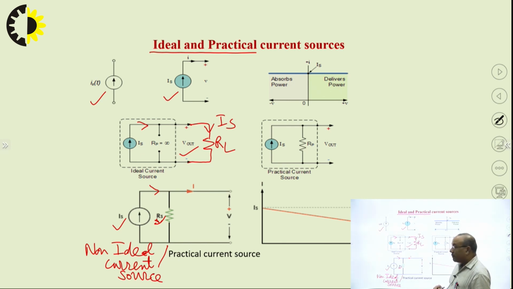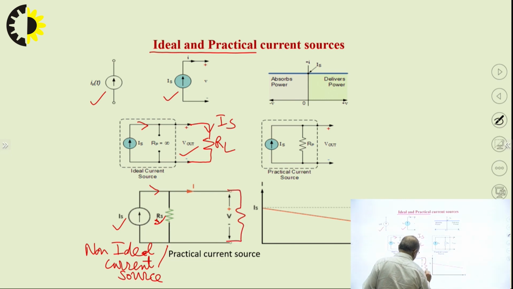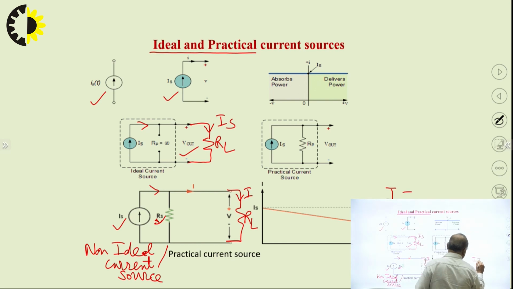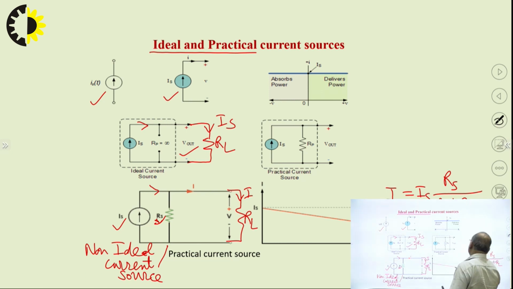One is some current will pass through the internal resistance of this source, and the remaining current will go through the load resistance, which will be connected across the terminals of this source. Suppose this is RL. Now the current I passing through RL will be given by the relation I equals Is, the source current, into Rs, the internal resistance of the source, upon Rs plus RL. This relation is found using the parallel current division rule.